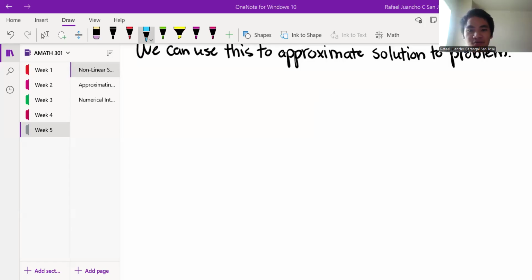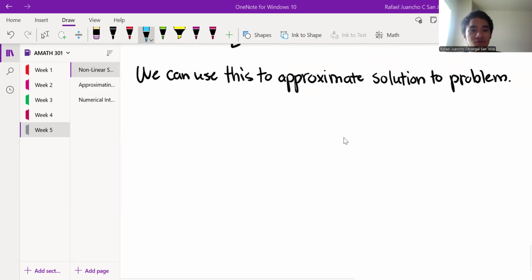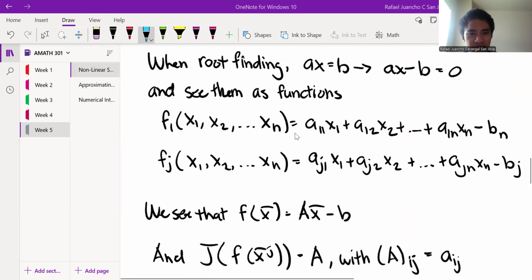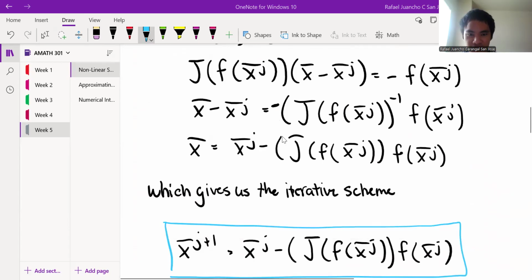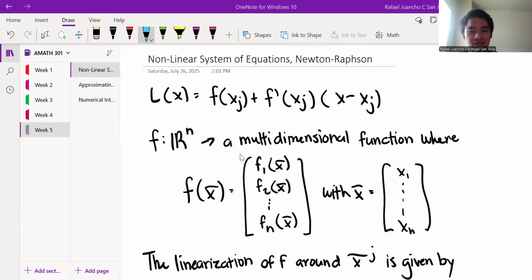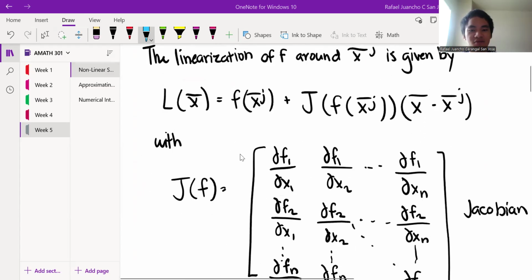So today we're going to be using Newton-Raphson's method to approximate roots once again. But this time we're going to do it in nonlinear systems. So previously we did it through linear systems. But then not all systems are linear, right? Sometimes we have to deal with systems of equations that are nonlinear.